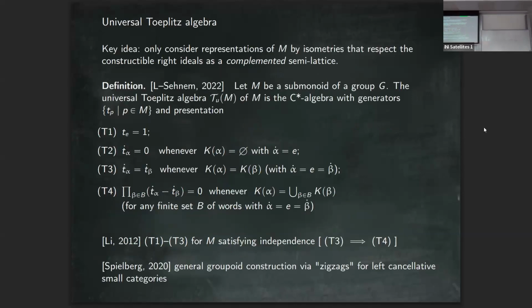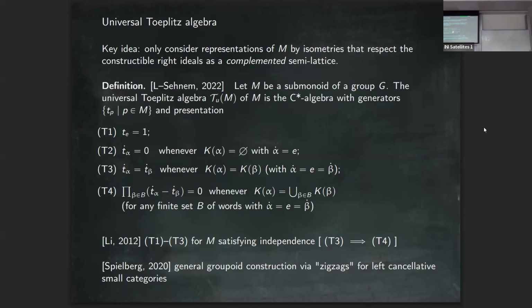Okay, so what is it? Now that we know constructible right ideals, we want to define the universal Toeplitz algebra. And the key idea, as I said, is to consider only representations that respect the constructible right ideals. So we have a definition that we came up with, Camila and I, and it doesn't even assume that the T's, the generators, are isometries or partial isometries. We just take elements, and we require that they are determined by the constructible right ideal for neutral words. And this other condition here, which is the new one we came up with, is that it's not just the semilattice, it has to be the complemented semilattice that is preserved.